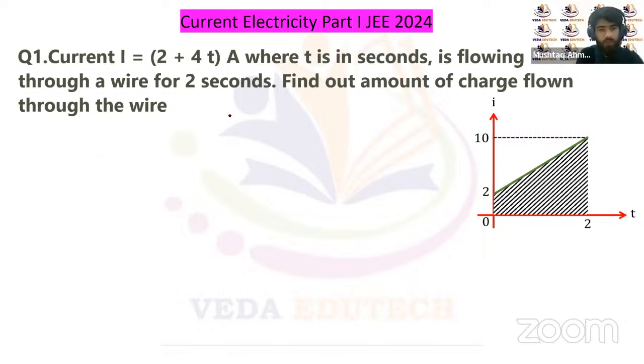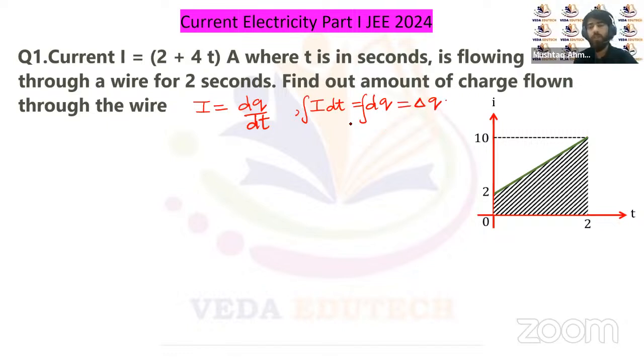Now we know that the current is I equal to dq over dt. It's the rate of change of charge with respect to time. This is the current flowing through the circuit. If we integrate this current with respect to time, we will get the total charge flowing through the circuit, that's delta Q. So delta Q here is the charge flowing through the wire.